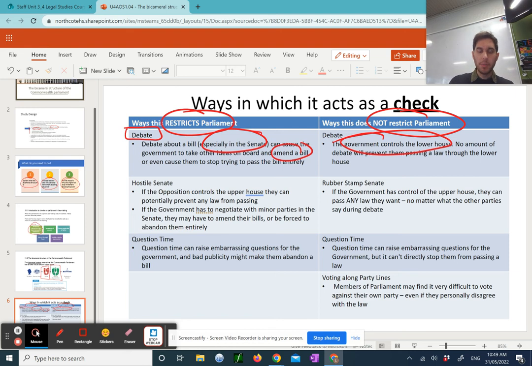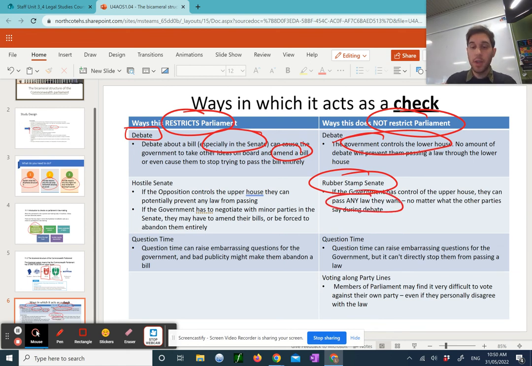And then thinking a little bit deeper about what role the Senate actually plays in acting as a check on Parliament. Again, starting with the weaknesses, it's possible that we have what's called a rubber stamp Senate. And that's what happens when the government gets control of the upper house. So if the government has control of the lower house, and then it also happens to win enough seats in the election to control the upper house as well, that means they can pass any law that they want.